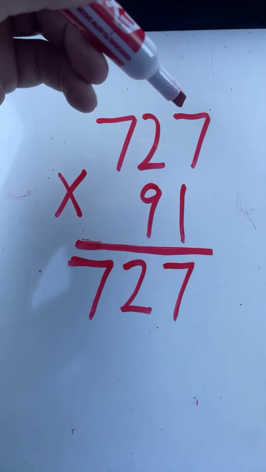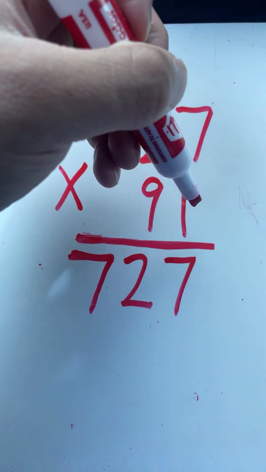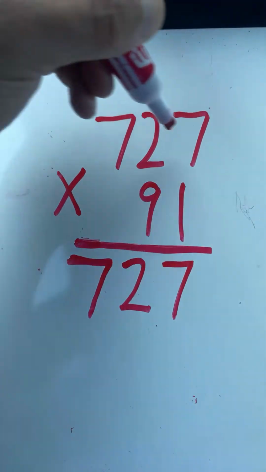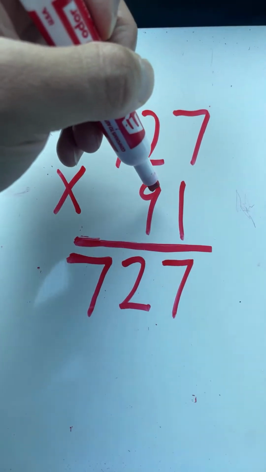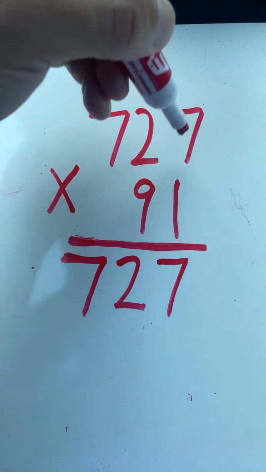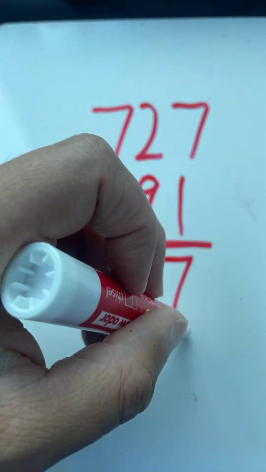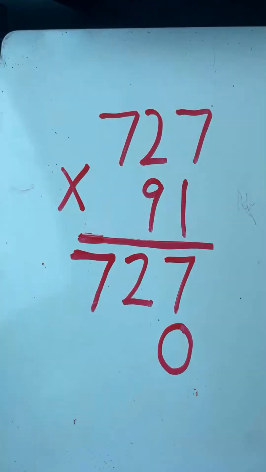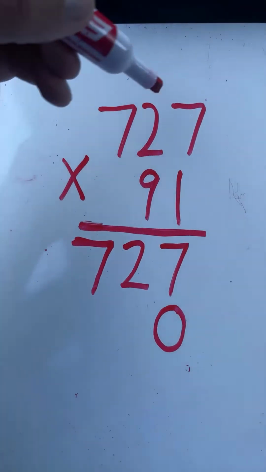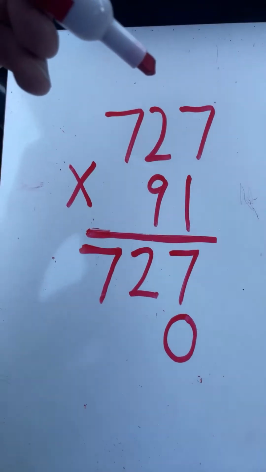So far we have multiplied 727 times 1. Now we got to multiply the top 3 digits times the bottom digit in the tens place. Since both digits in the ones place have already been multiplied, we're going to put a 0 in the ones place.